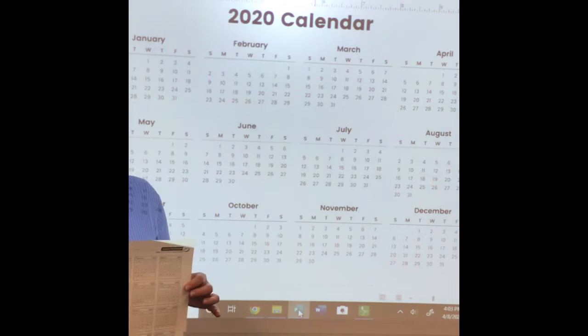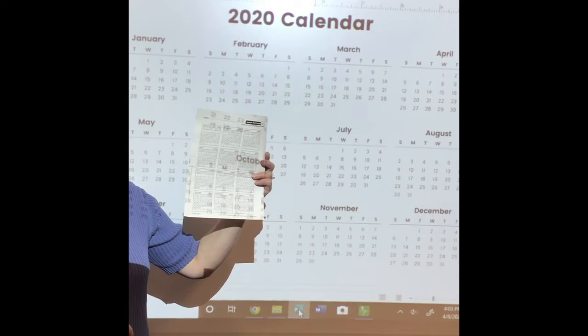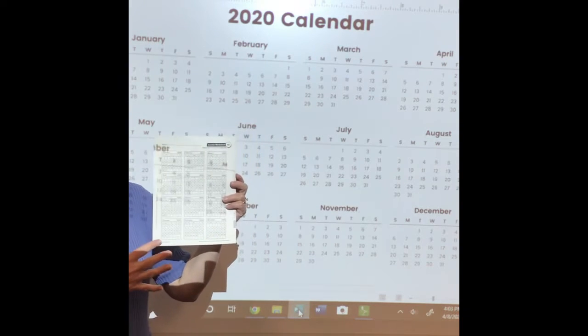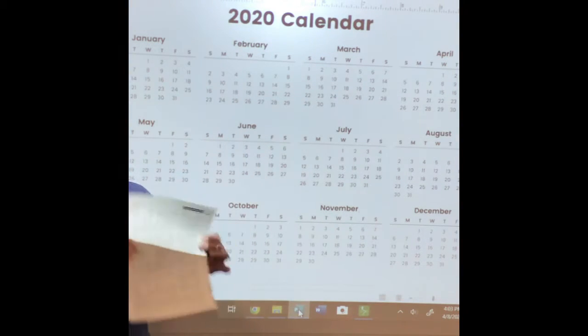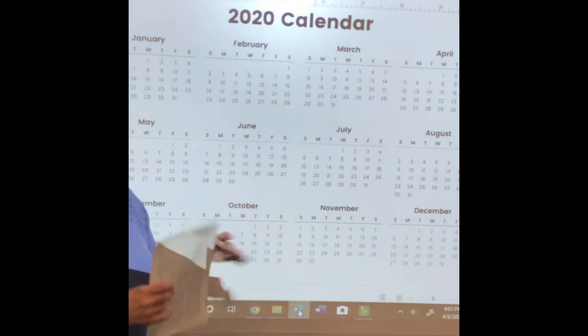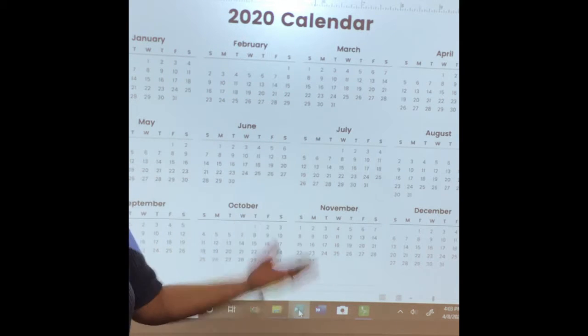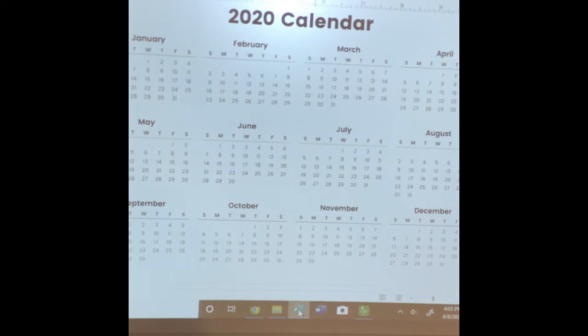Going to go on to lesson 84 in math. Now, you should have a paper like this in your packet. If you don't, that's okay, just watch on the board. It's a little bit different calendar. This one is for 2028, and this is 2020. But can anybody guess what we're going to be talking about today? Right, we're talking about the yearly calendar, okay?